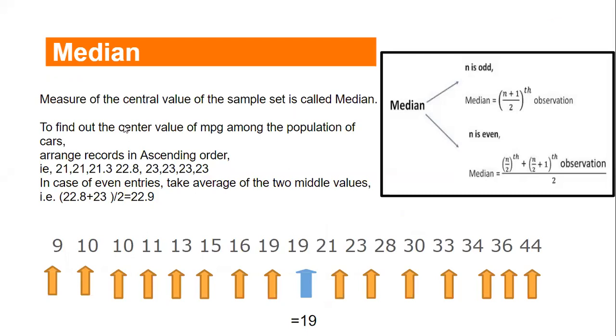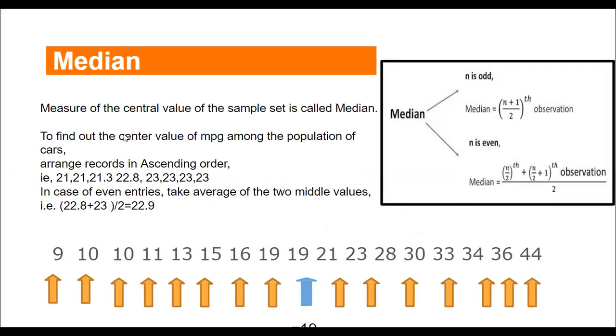Okay, so median. Basically, what is the median? The median is the measure of the central value of the sample set. Before finding the median, we have to arrange our data in ascending or descending order. Only then can we find the median.